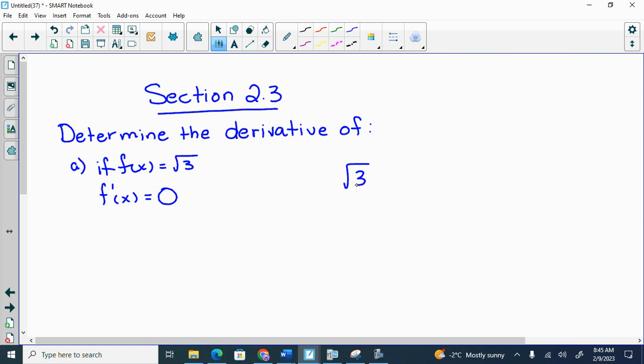If you want to give it a variable, you can. You can give it x to the what? 0. Because x to the 0 is just 1, right? It doesn't change anything. And when we go to do the derivative of it, we'll drop the 0 in front, so we'll get 0 times square root 3 x to the negative, which doesn't matter. 0 times anything is just 0, right? So every constant, when you take the derivative of it, turns to 0.